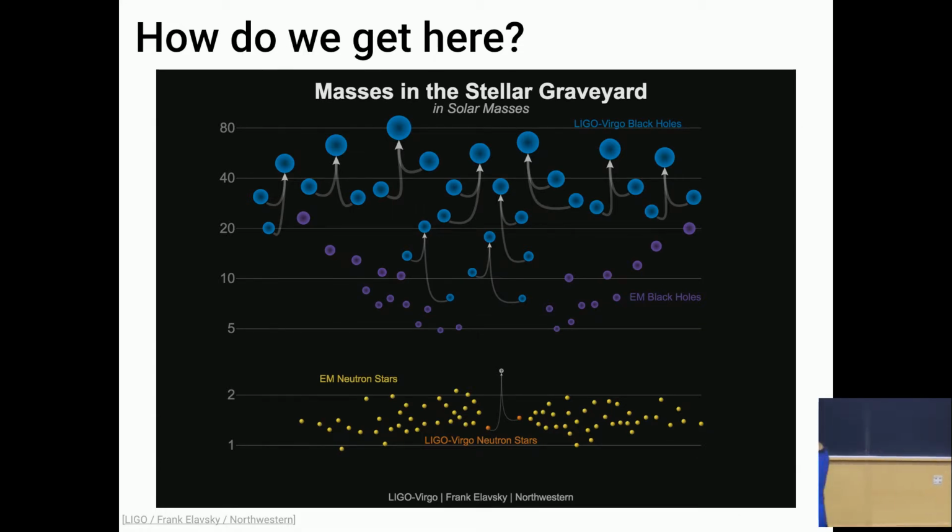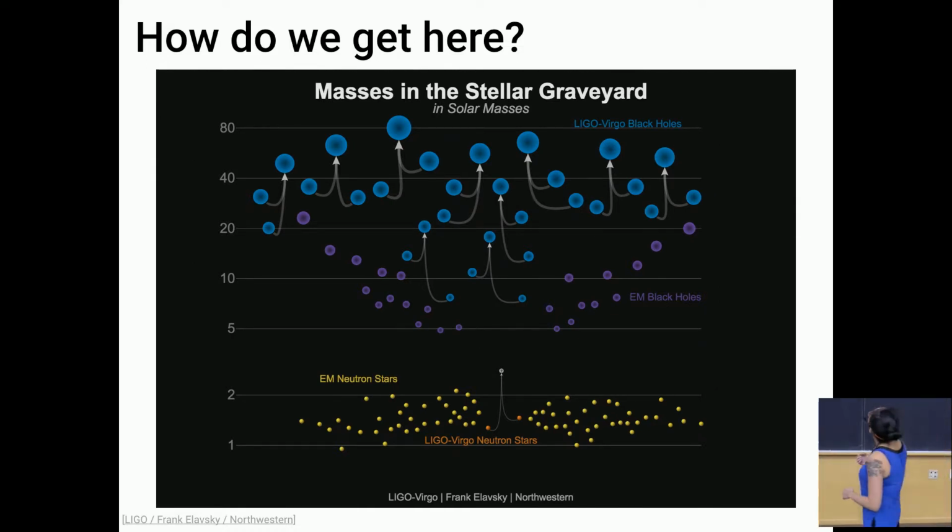So what you're seeing here is a figure called masses in the stellar graveyard. The top circles are black holes. The blue circles at the very top are the LIGO, or gravitational wave, detected black holes. These are the ones that were in binary mergers, and that's why you can see that there's always 2 and then arrows pointing off to a third. Those are just the initial black holes and the one final black hole.